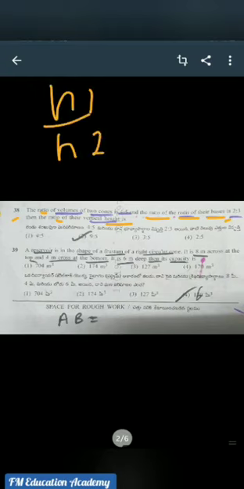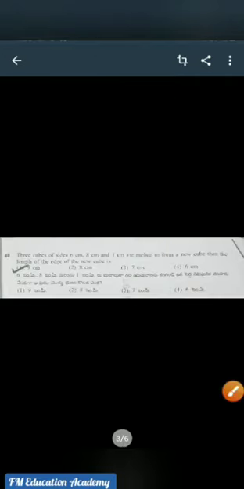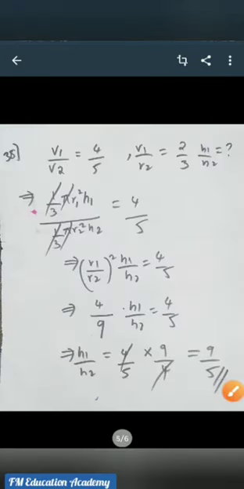38th question. The ratio of volumes of two cones is 4:5 and the ratio of the radii of the bases is 2:3. Then the ratio of the vertical heights is how much? That is, here we have to find out the value of h1 by h2. R1 by R2 is given to us and V1 by V2 is given to us. Okay, for a cone. So here V1 by V2 is given as 4 by 5, R1 by R2 is given as 2 by 3, and H1 by H2 we have to find out.